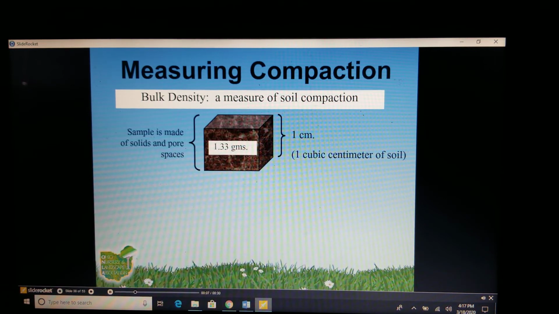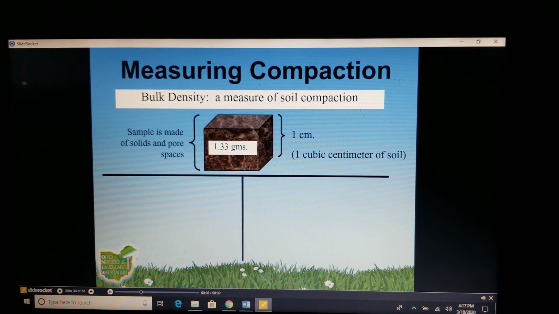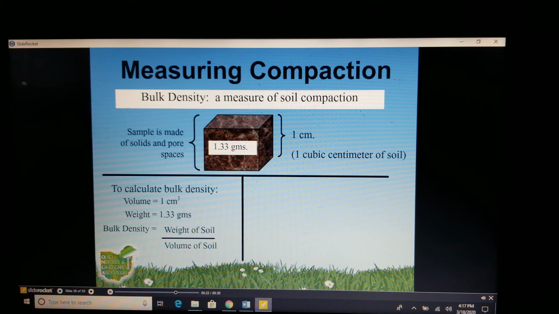We start with a known volume of soil. In this case, it is a box of soil with a volume of 1 cubic centimeter. The box weighs 1.33 grams. This shows the formula for calculating bulk density. Divide the weight of the soil by the volume of the soil. The bulk density is 1.33 grams per cubic centimeter.